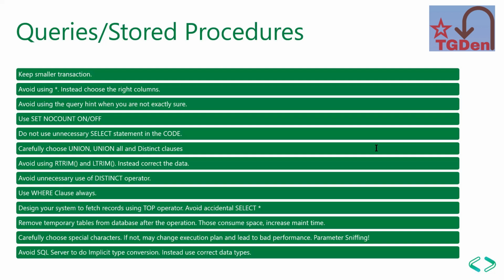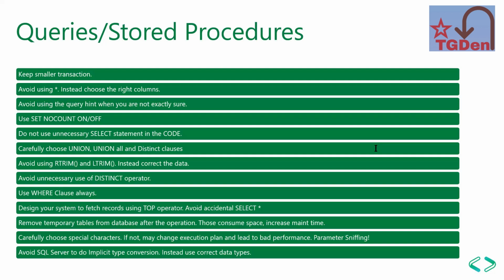Coming back to the next point, which is design your system to fetch records using the top operator, and avoid accidental select star, which is very important. So you can always use a top operator. For example, it is far better than a select star of all the columns, because you know top 10 records or 100 records are only what you are fetching, which is better than invoking 1 million records, right?